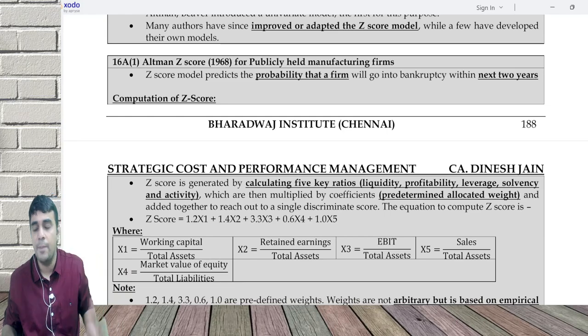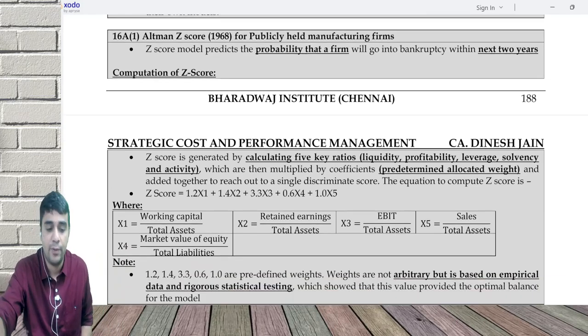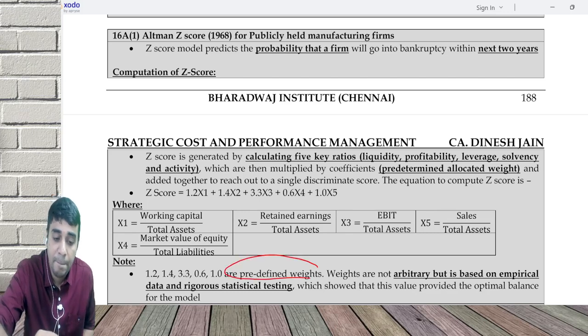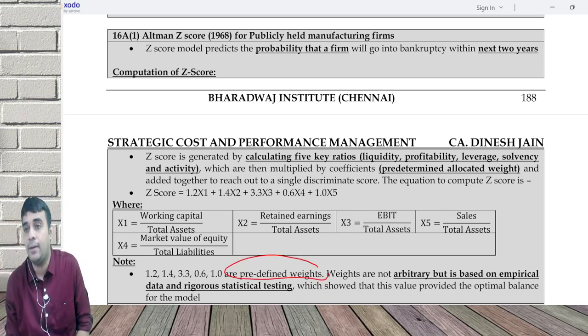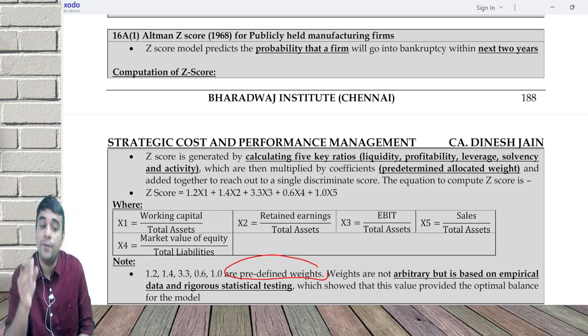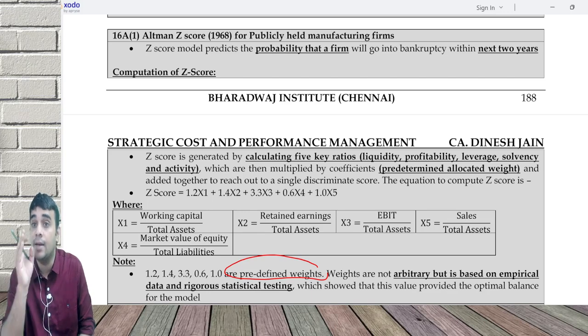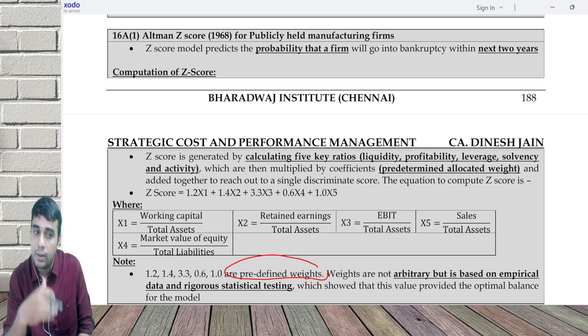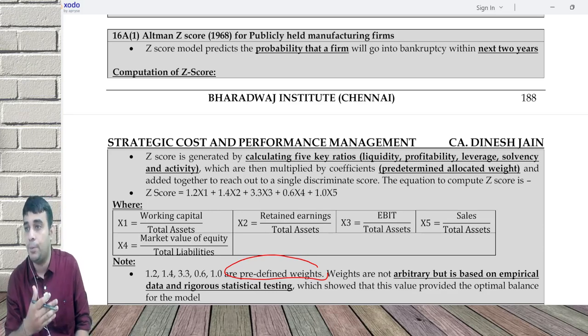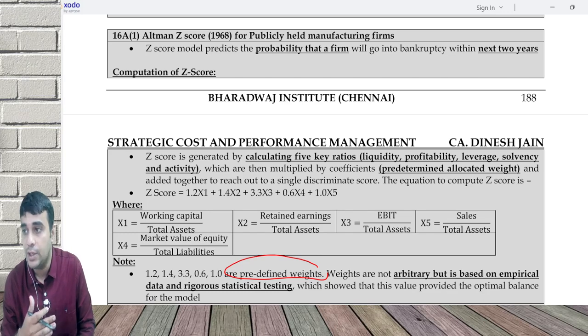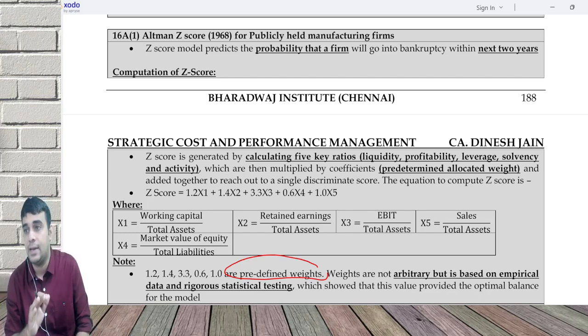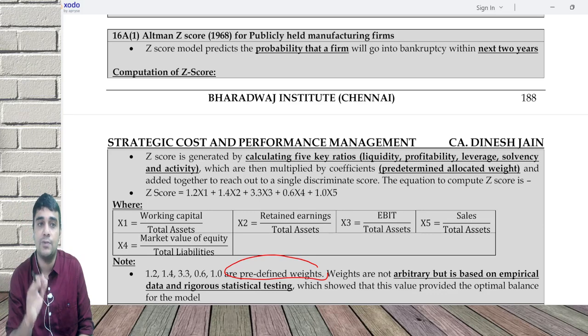So this is the formula. After we calculate, this is what I was saying. These are predefined weights. It's not arbitrary. You have not taken a formula randomly. There was a lot of empirical data and rigorous testing. And was this the first-time formula? No, it kept on getting refined. So I can't just randomly tell a formula saying 1.2 X1, 1.4 X2, 3.3, 0.61.